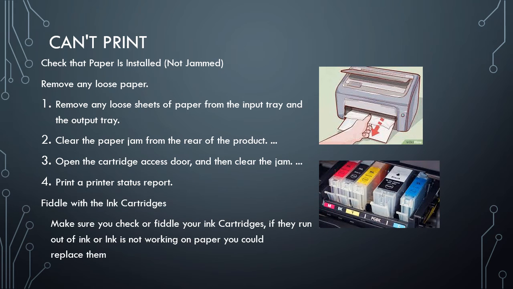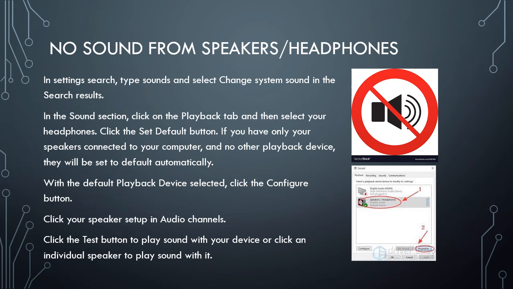Then check that the printer is installed and that there are no paper jams. Remove any loose sheets of paper from the input tray and the output tray. Clear up the paper jam: open the cartridge access door and clear the jam. Print a printer status report so you can see what went wrong and how you can fix it. Check your ink cartridges in case they run out of ink or the ink is not working on paper, or you can replace them.